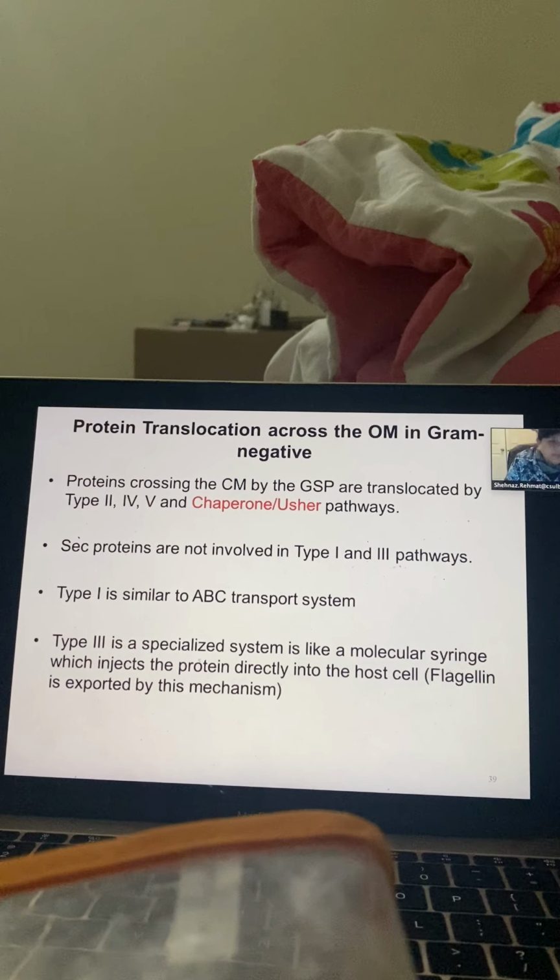Type 1 is similar to the ABC transport system, which is found in your cytoplasmic membrane. Type 3 is, of course, where the syringe will be formed. And you will see a commonality between the type 3 and your flagellin proteins being exported to make the filament of the flagella. So you will see type 3 talked about when we talk about the flagellin protein being transported to make the filament of the flagella.